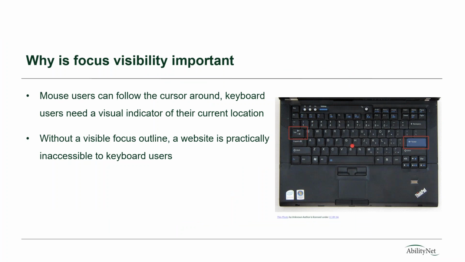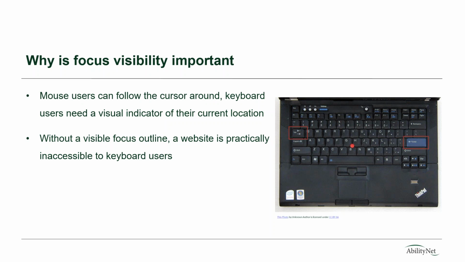So why is it important to have a visible focus outline? Well, mouse users can follow the mouse cursor around. They are always aware what they are going to be pressing or clicking on. But it's important that keyboard users also have a visual indicator of their current location. Without a visible focus outline, a website is practically inaccessible to keyboard users.